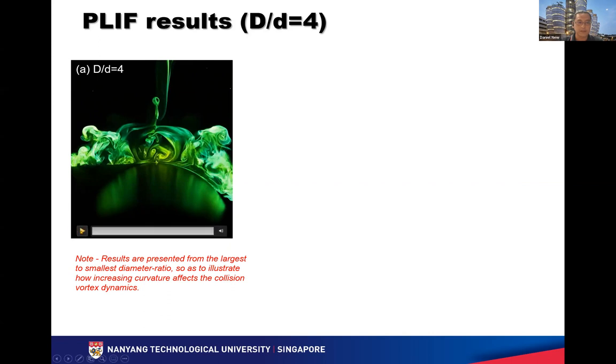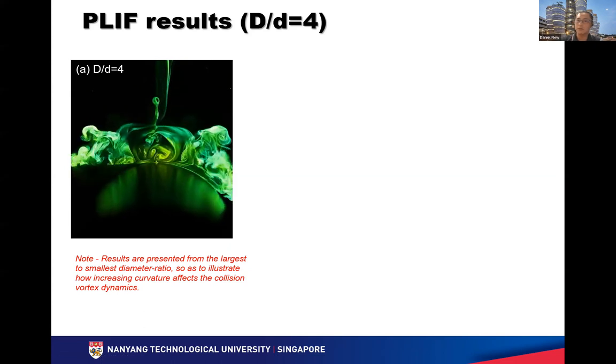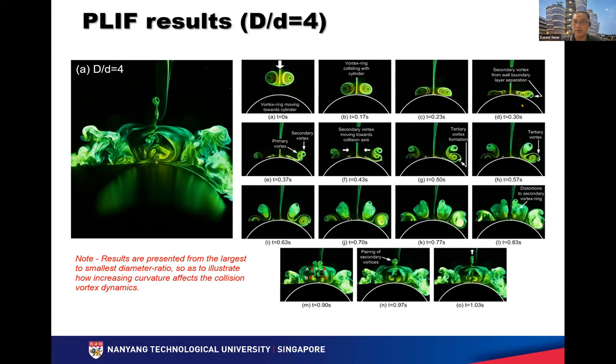Maybe I'll just play that again. The ring comes down, collides with the cylinder, and as you can see, we can see the formation of the secondary vortex rings and the tertiary vortex rings. But in this case, things are a little bit interesting. If you look at the screen captures from the videos, once the secondary vortex ring forms here, it doesn't really get entrained within the confines of the primary vortex ring, but instead both of them move progressively towards the collision axis, as you can see over here, before meeting along the collision axis.